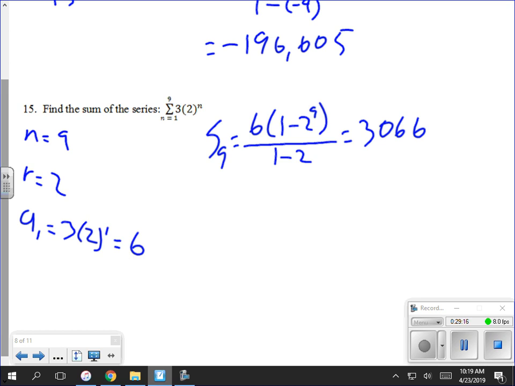Most common mistake is assuming that this is the first term. Not necessarily. Depends on what the exponent is. If it's n minus 1, it is. If it's not, just make sure, plug in 1 for n and figure out what the first term is for sure.